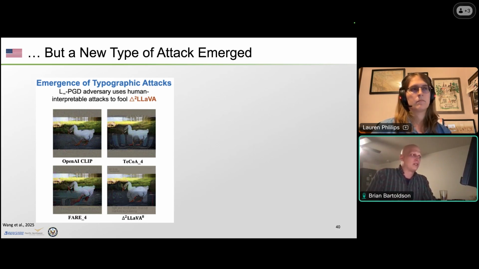Unlike in the previous example, where you could just add noise or very subtle perturbations to the image, here the red teamer has to write into the image what it wants the model to say.